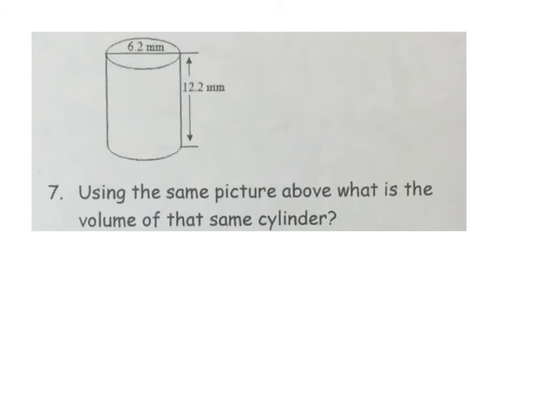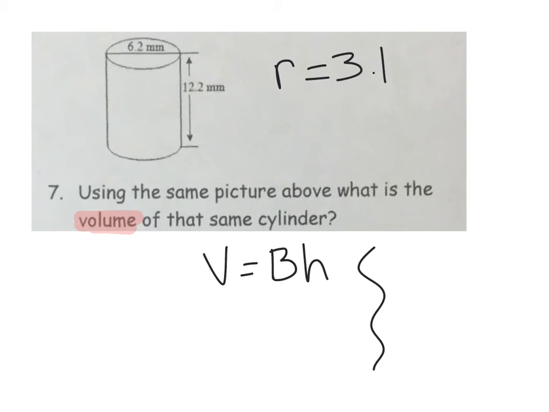Okay, now number 7 says that using the same picture above, what is the volume? So 7, we're doing the volume. Okay, so volume of that cylinder. And remember, the radius is still going to be the same, so 3.1 is the radius. So volume is area of the base times the height. And then for the cylinder, area of the base is pi times the radius squared.